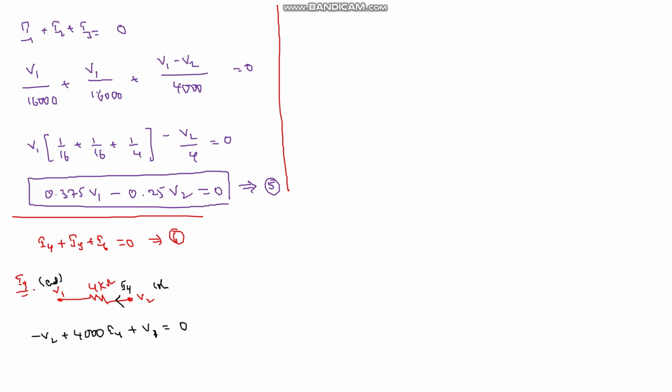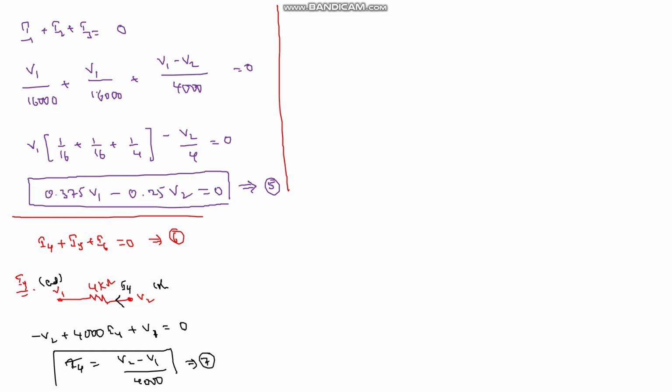Here there is no reference junction voltage. The reference junction is nothing but V3 only. Here only V1, V2, these are not reference voltages. After simplifying this expression, I got I4 equals V2 minus V1 by 4000. This is equation number 7.